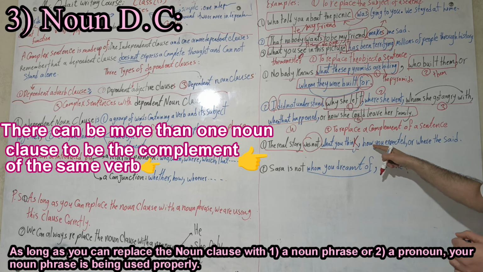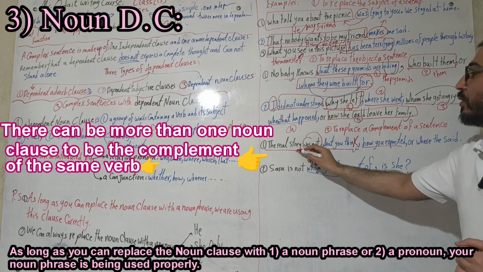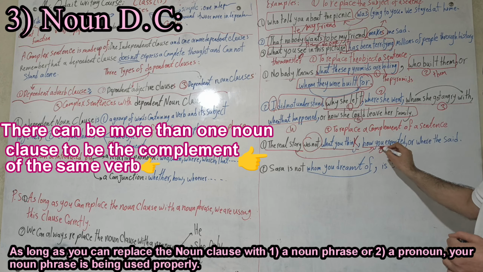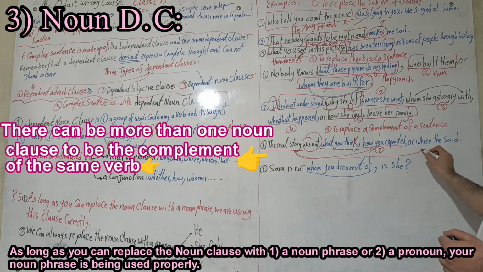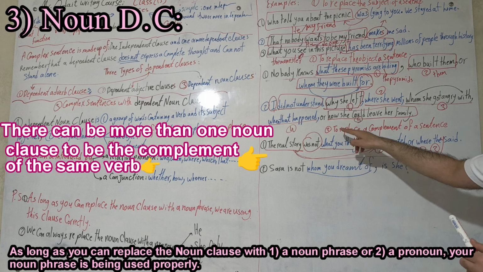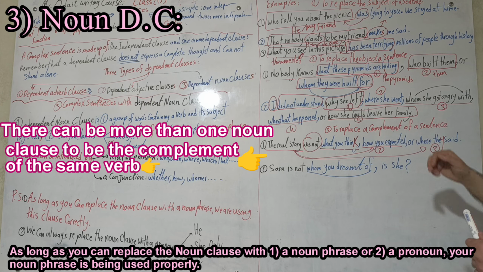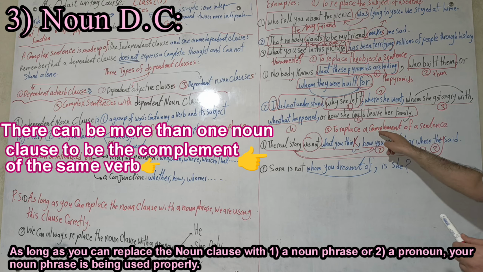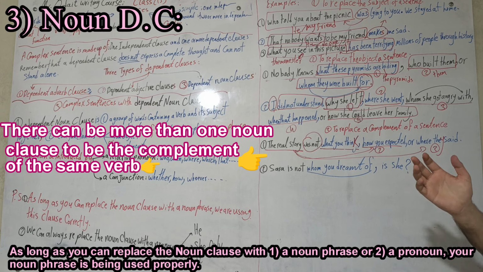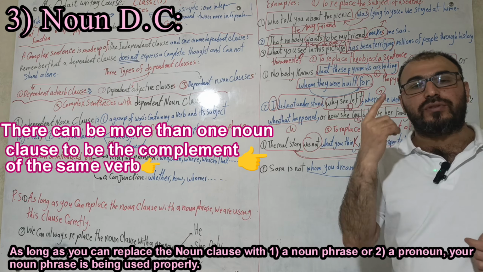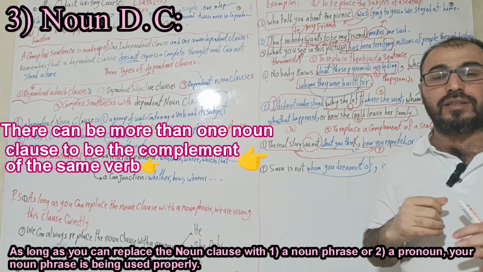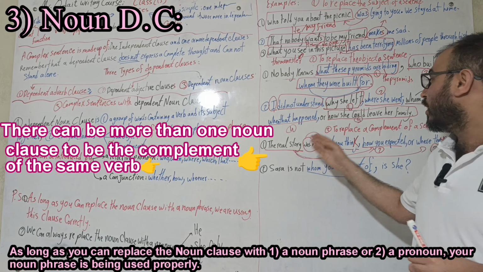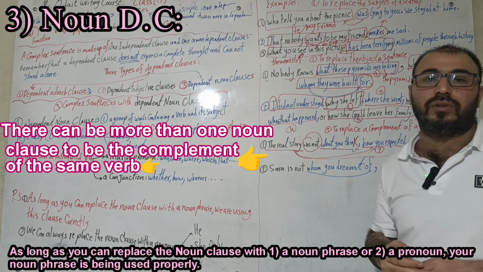Two, the real story wasn't how you expected. Three, the real story wasn't where they said. So, my friends, here I have three noun clauses functioning as a complement of a sentence. Again, my friends, we can use one dependent noun clause as a complement or we can use more than one.